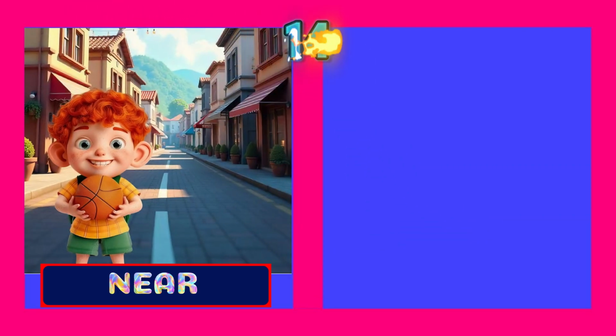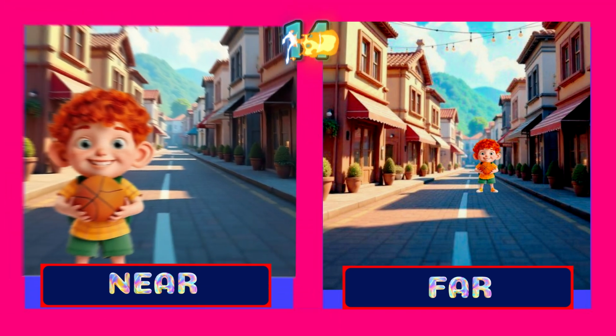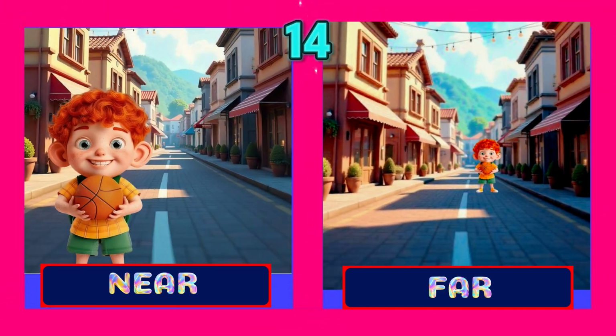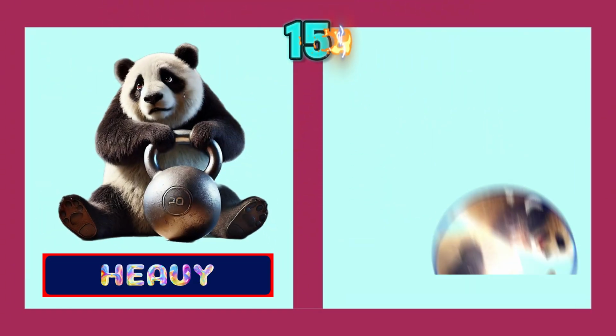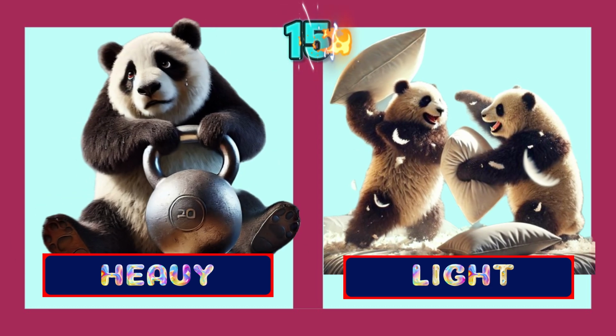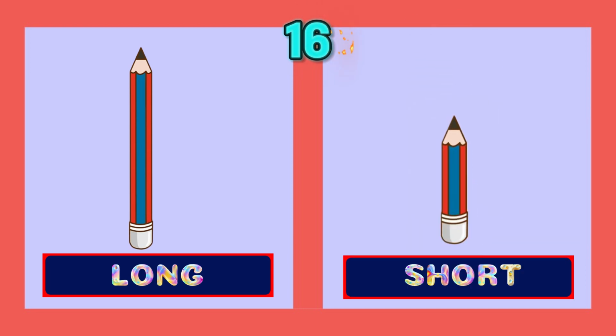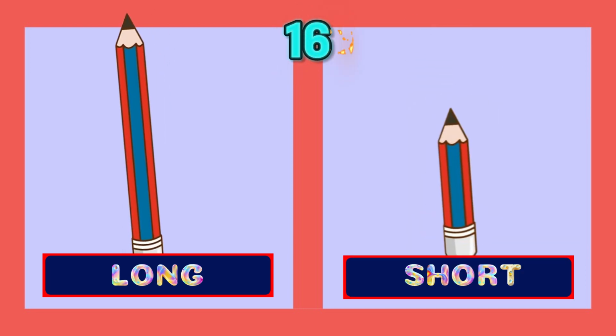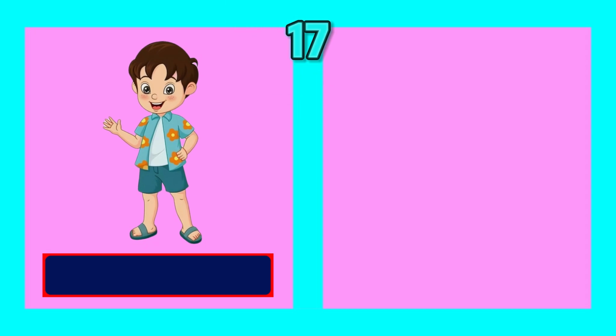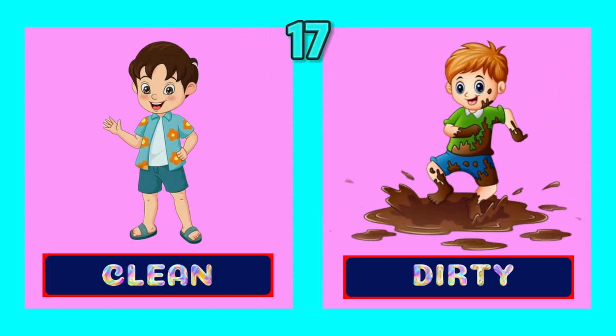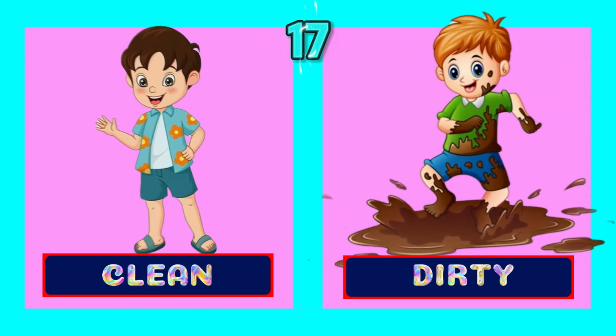He is near. He is far. Near. Far. This is heavy. This is light. Heavy. Light. This is lawn. This is short. Lawn. Short. He is clean. He is dirty. Clean. Dirty.